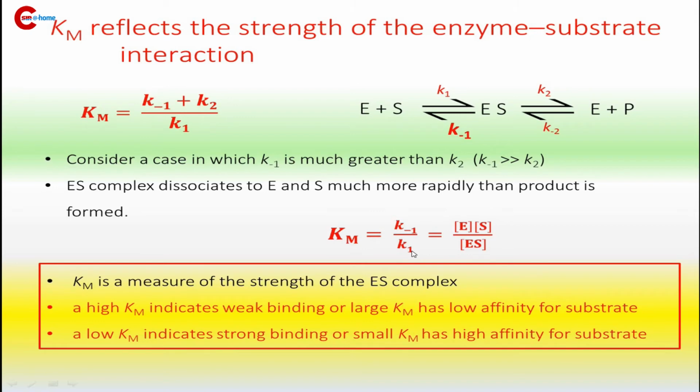We can apply numbers here. Km is equal to 1 by 2. Which is higher? 2 is higher, K minus 1 is less. The answer is 0.5, so Km is 0.5. If we apply 4 by 2 here, what is the answer? 2. In that case Km is higher. A low Km means the enzyme has more affinity for substrate. High Km means the enzyme substrate complex dissociates back into enzyme plus substrate.